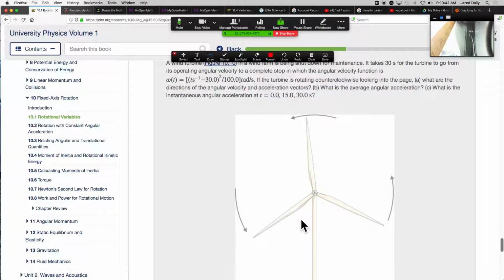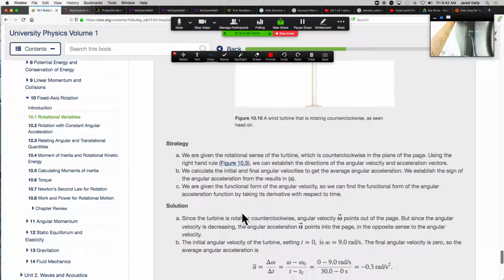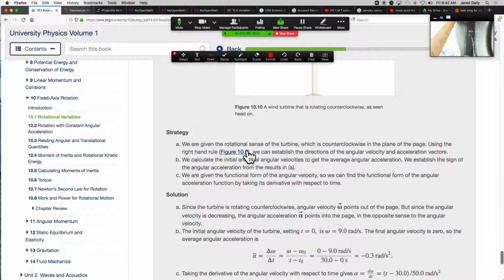It's coming straight out at you. That's the direction of omega. And for part A, they want to know what's the direction of that, right? Since the turbine is running counterclockwise, the velocity vector omega points out of the page, right?